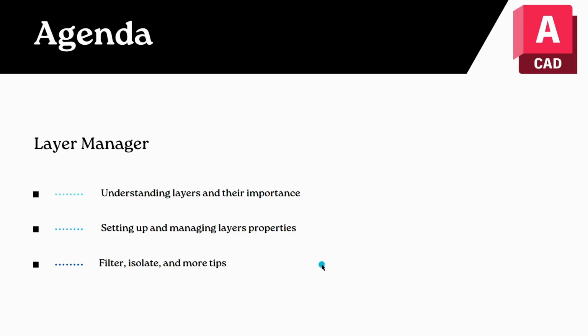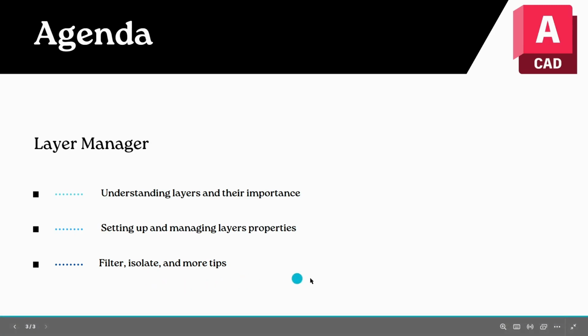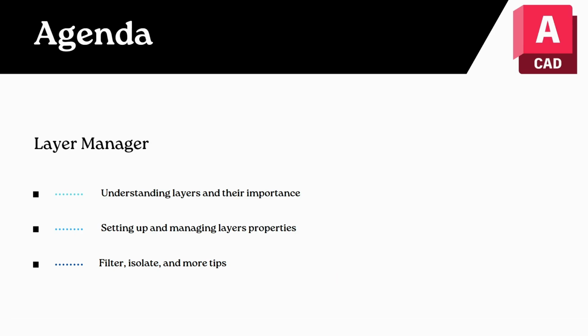Let's look at the agenda. We'll be talking about understanding the layers that are available in the Layer Manager and their importance, the different tools that are available, setting up and managing the properties, the line styles, and the colors, and we'll be discussing how to filter, isolate, and more tips in order to quickly identify the layers that you need when viewing and editing AutoCAD drawings. So without further ado, let's get started.